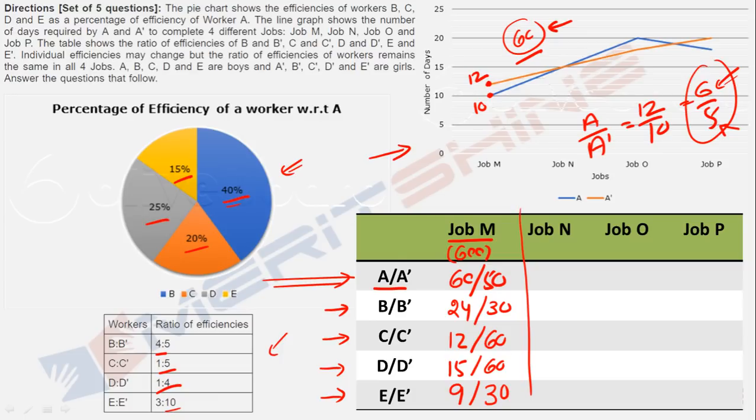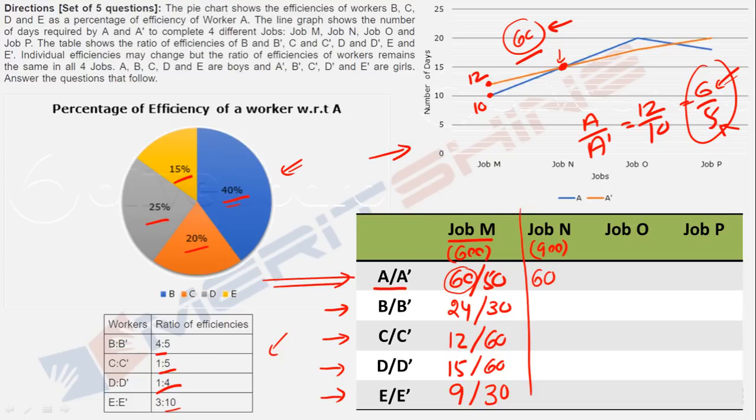For job N, if you look at this part, they both do it in 15 days. Now if we take this 60 as the base on which we are working, let's say the efficiency of A for job N is 60. It remains the same. Let's change the work here. So 60 is the efficiency. How many days does A take to do it? 15 days. So what would the job be? 60 units he does daily for 15 days. So that's 900 here.